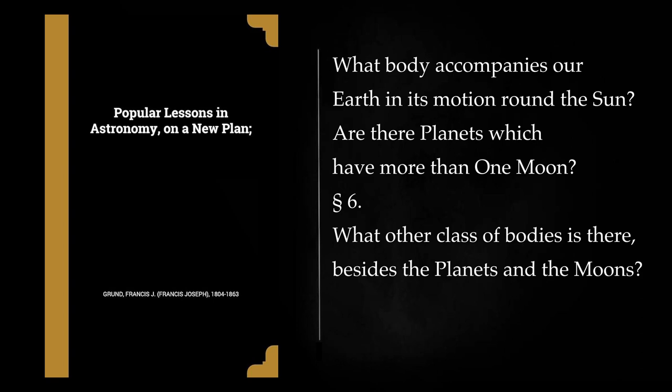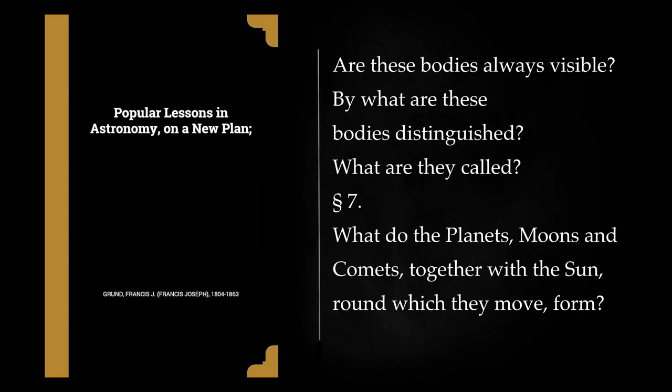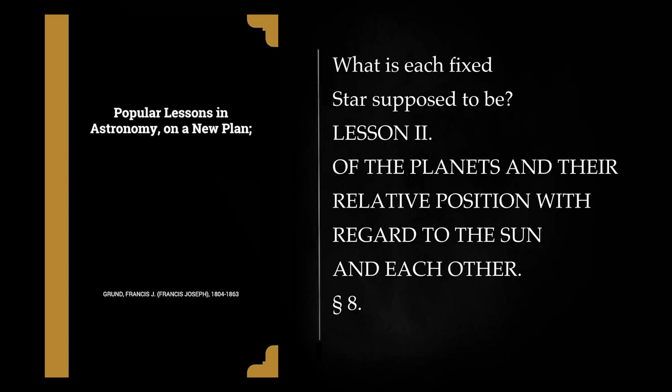Section 6. What other class of bodies is there, besides the planets and the moons? Are these bodies always visible? By what are these bodies distinguished? What are they called? Section 7. What do the planets, moons and comets, together with the sun, round which they move, form? What is each fixed star supposed to be?